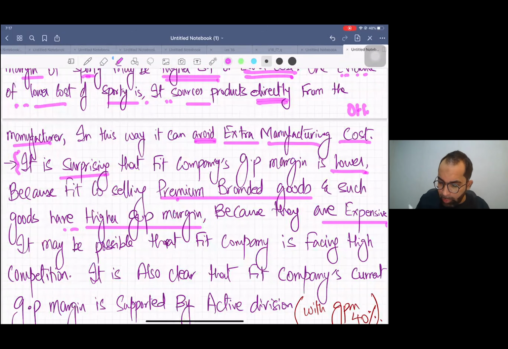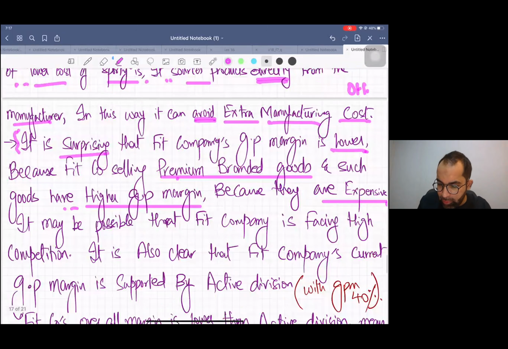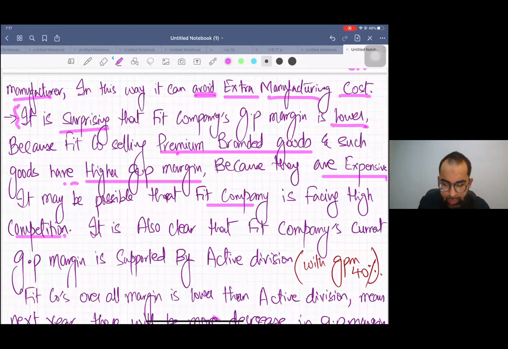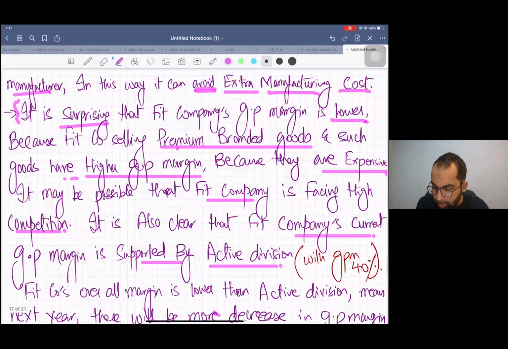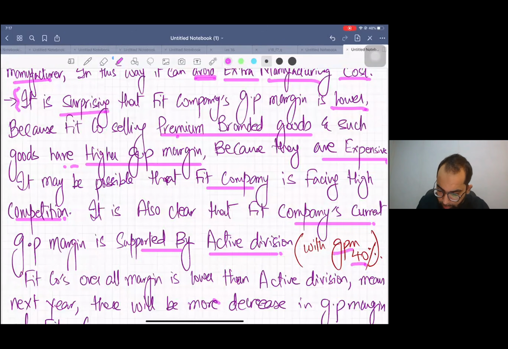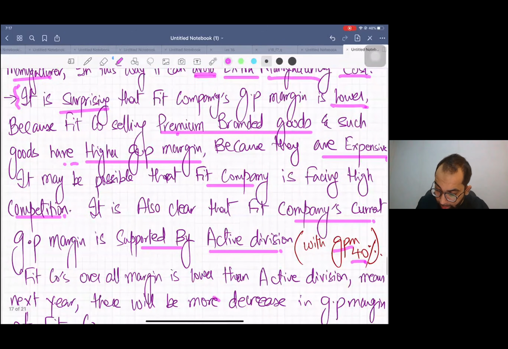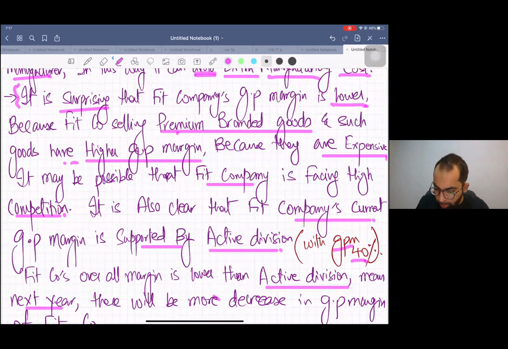Now, it may be possible that Fit company is facing high competition. And it is also clear, now on the cost side, that Fit company's current GP margin is supported by the active division with a GP margin of 40%. Fit company's overall margin is lower than the active division, which means next year, as I told you, there will be a further decrease in the GP margin of Fit company.